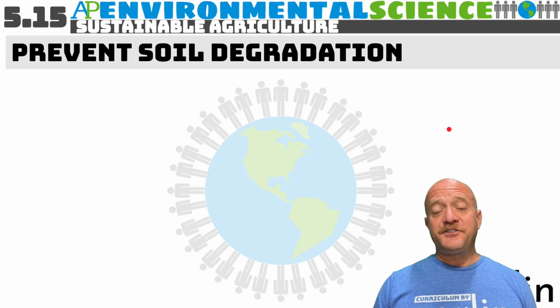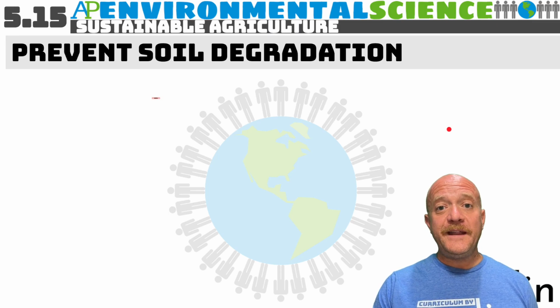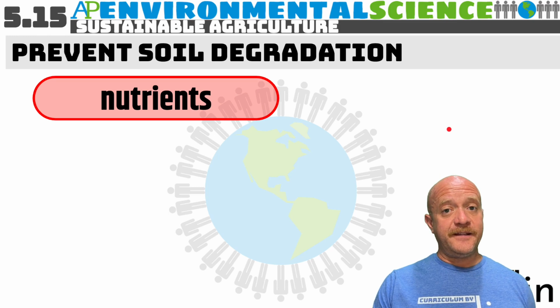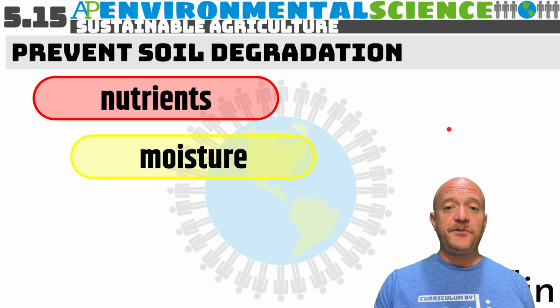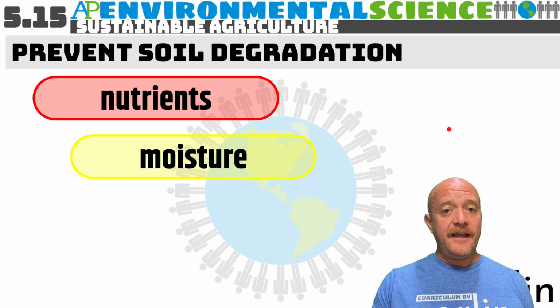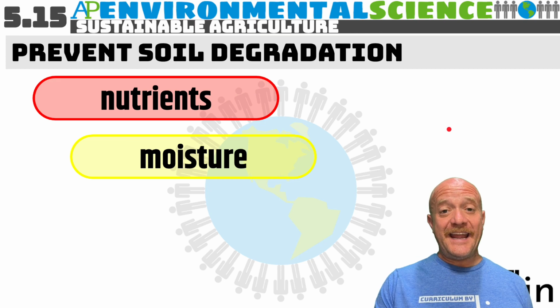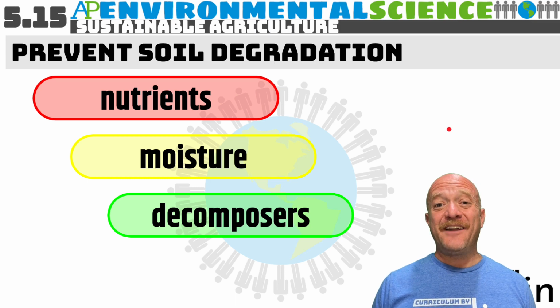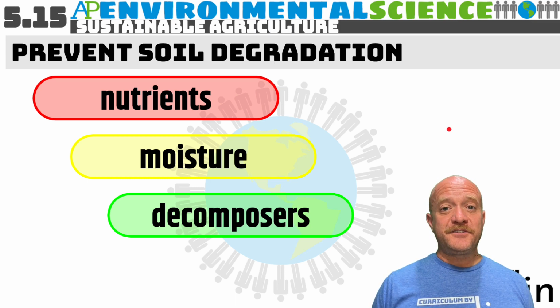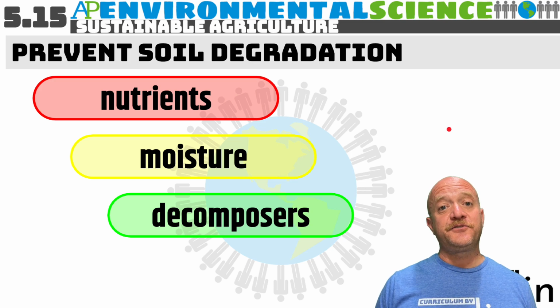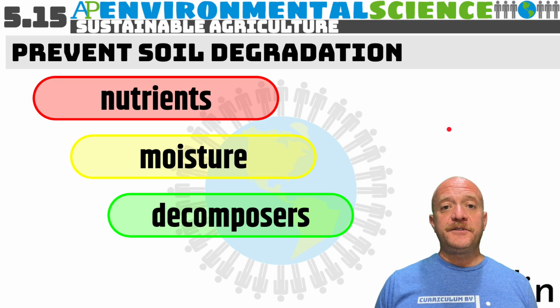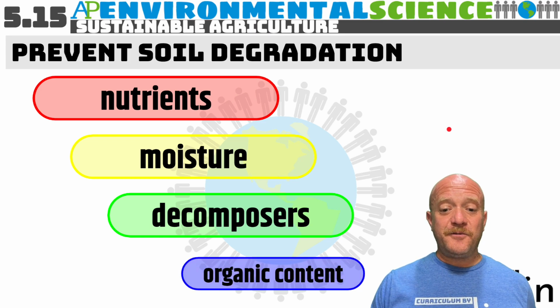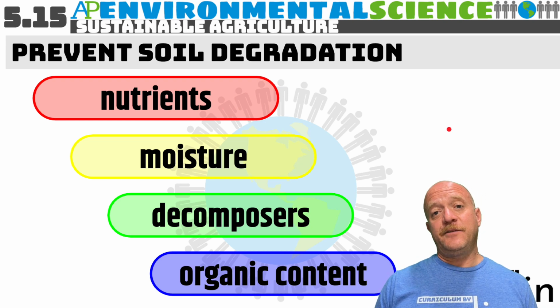So there are some methods to prevent soil degradation. What we need to do is maintain the nutrient levels within the soil. We need to allow the soil to retain its moisture, and there needs to be components in the soil to help it retain its moisture content. We also need to foster a habitat for decomposers, because decomposers are the best way to return these nutrients back to the soil for use by future agricultural crops. And also we need to maintain the organic content within the soil.